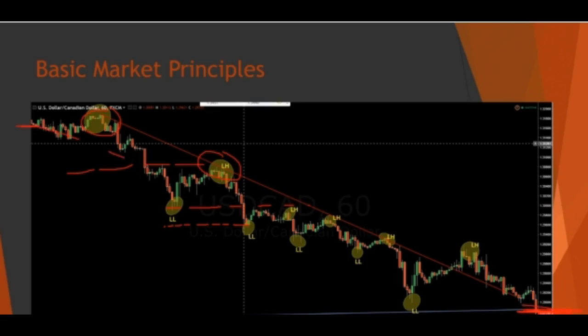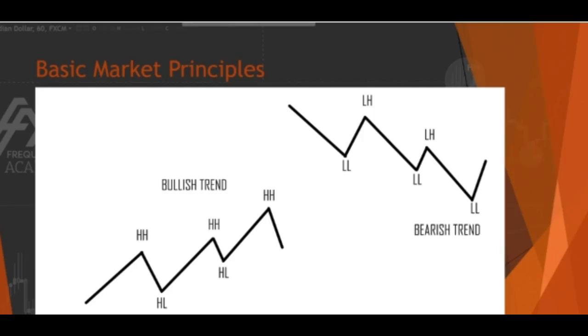Which one's higher? Of course, this one's higher. This one's lower, meaning this is a bearish market. It's going downward. From a picture standpoint, this is what that simply looks like. It's just continually doing the same thing, and this is just either or. Once again, these are just some market principles you need to understand.